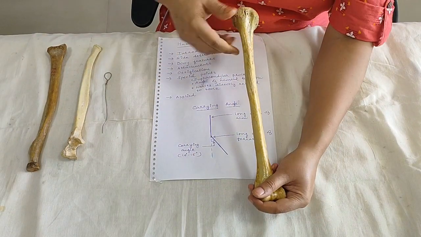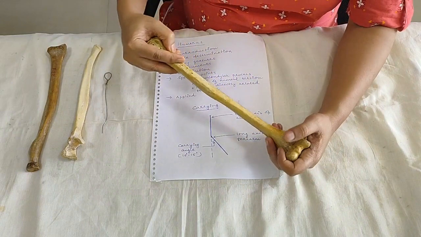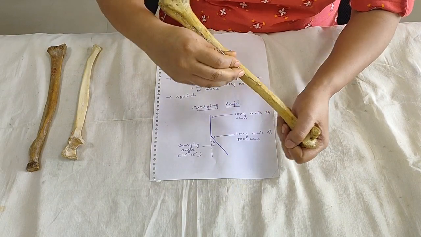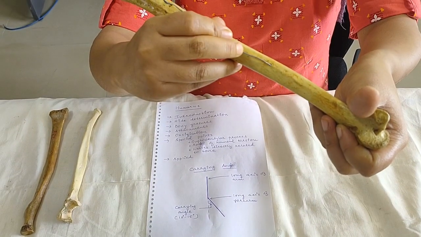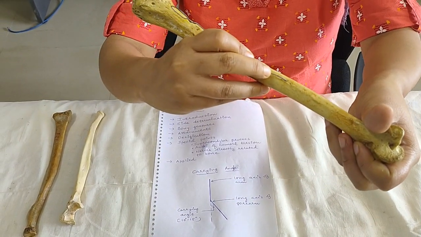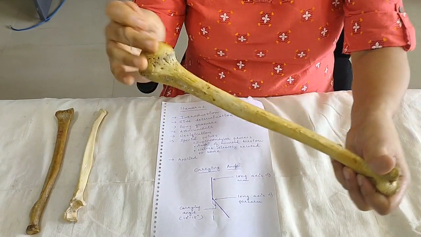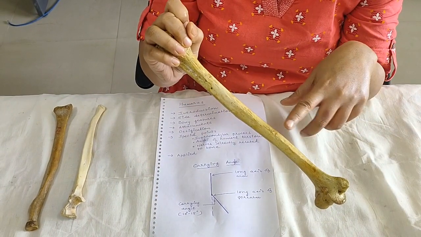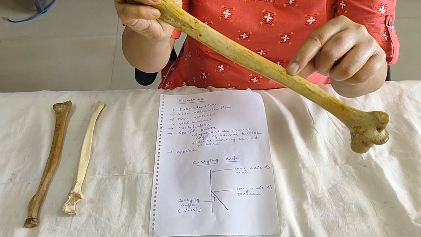Okay, so this anteromedial surface, normally it bears a nutrient foramen. In this view we can see a nutrient foramen which is directed downwards. Can you see this nutrient foramen? It is directed downwards because upper end of the humerus is the growing end. So the direction of nutrient foramen is opposite to the growing end.